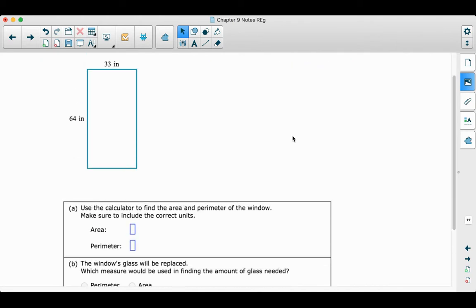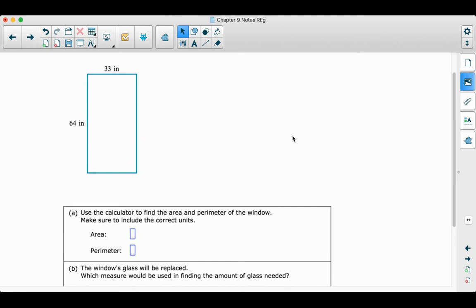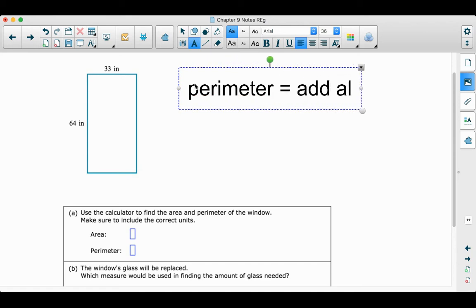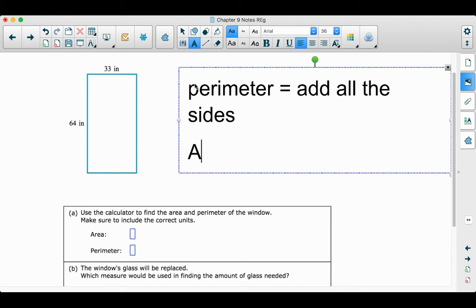Now let's remember what we did. I did put in a couple rectangle problems for you. So I want you to refresh your memory on how to find perimeter and area of a rectangle. And if you remember, and you need to write this down if you don't remember, perimeter means you add all the sides. Area means you're multiplying your length times your width. So for this one, I would do 64 times 33 to get my area.